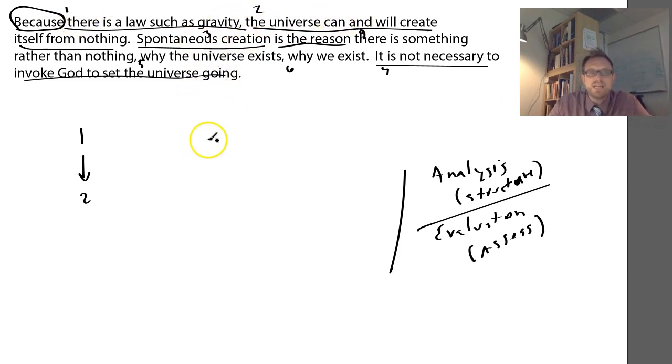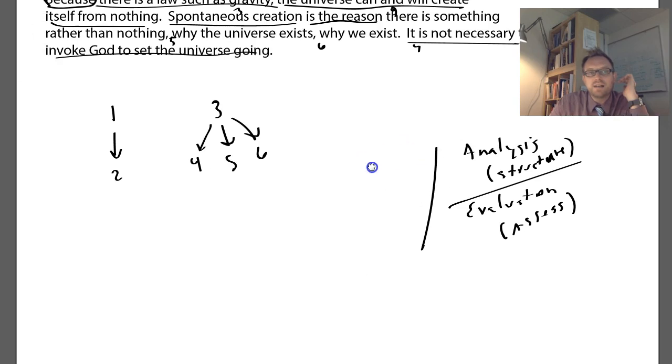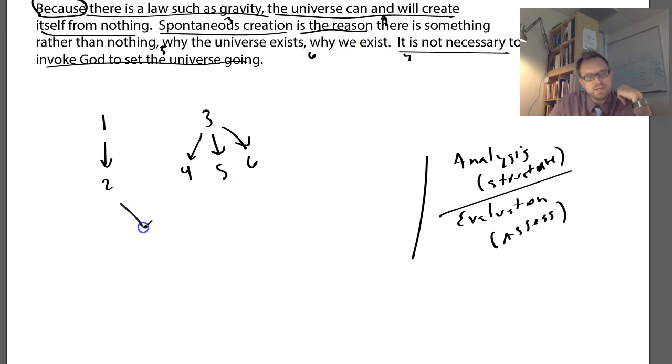We just want to say, this argument seems to be that this is the premise for this claim. Now, the next one here: spontaneous creation is the reason that there's something rather than nothing. And we get a whole slew of things. In fact, we get a list of 3, and they all seem to be following out of this. So I think we do something like this. Since we have 3, we can get 4. If we have 3, we can get 5. If we have 3, we can get 6. That is the reason there's something rather than nothing, why we exist, or why the universe exists. And then it says, it is not necessary to invoke God. So 7.